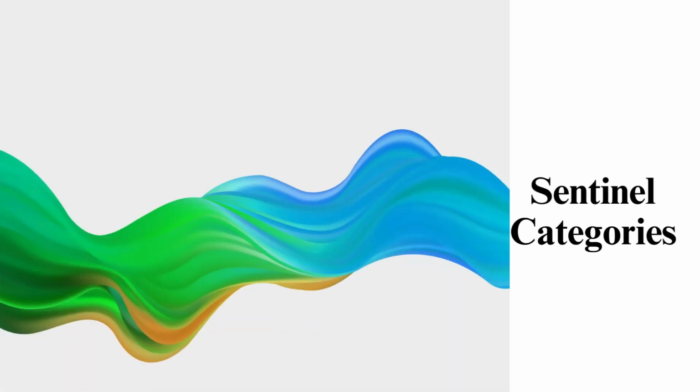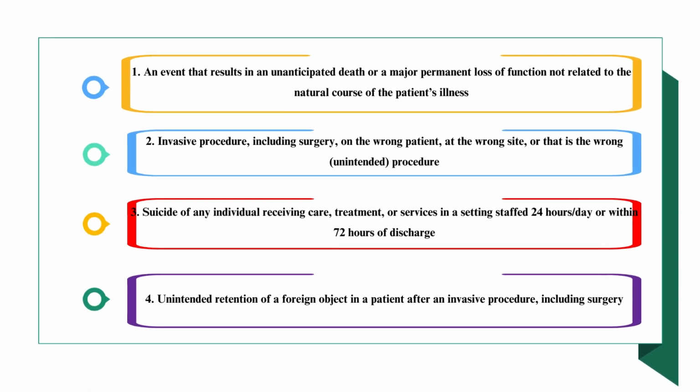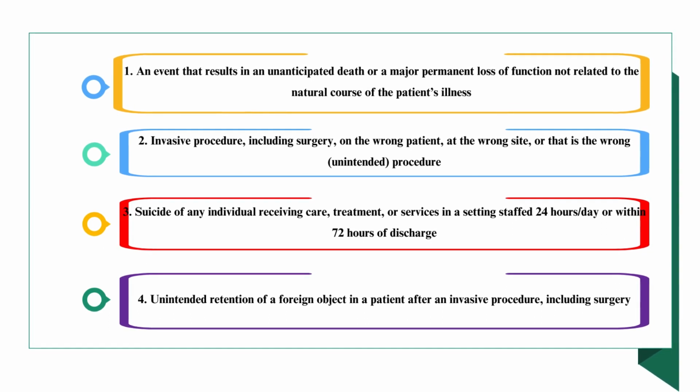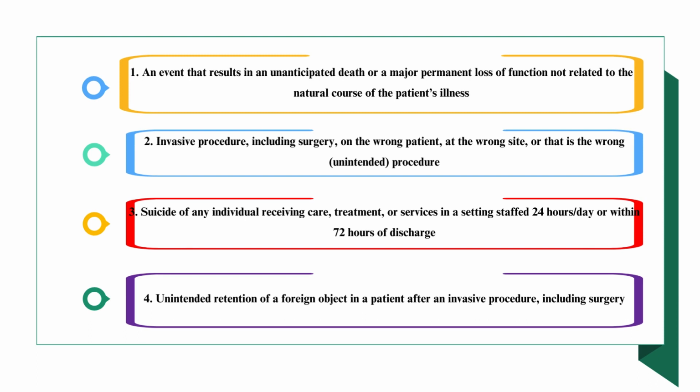Here we have a list of categories that are considered as sentinel events. We have 15 categories derived from Joint Commission International Standards. Let's start listing the categories. 1. An event that results in an unanticipated death or a major permanent loss of function not related to the natural course of the patient's illness. 2. Invasive procedure, including surgery on the wrong patient, at the wrong site, or that is the wrong, unintended, procedure.